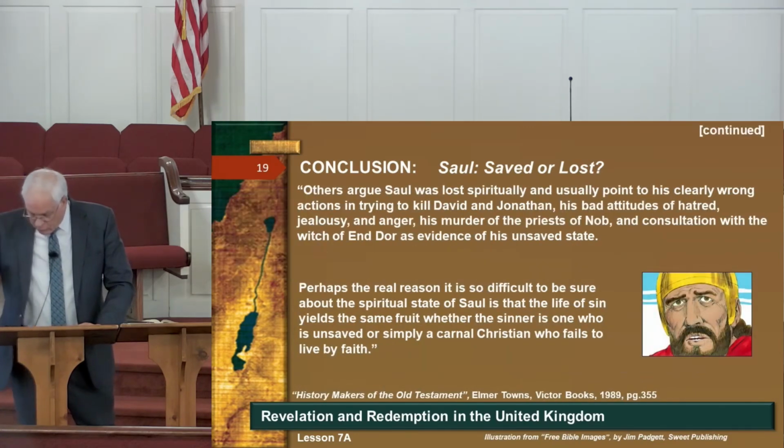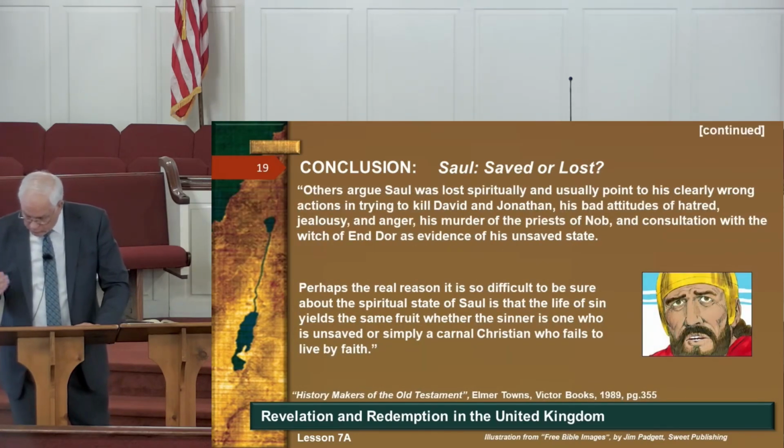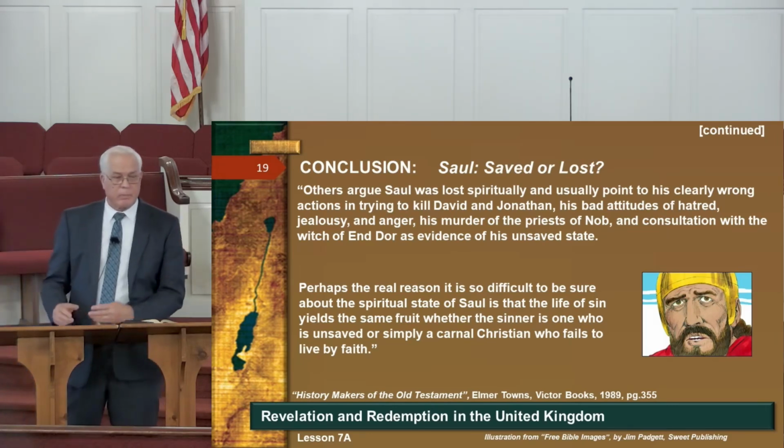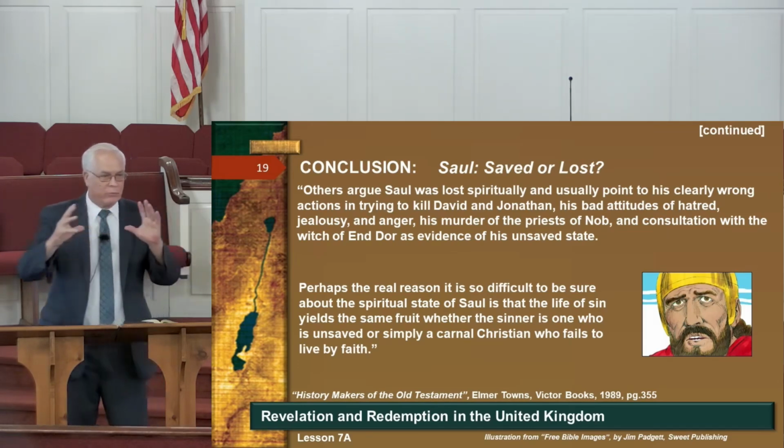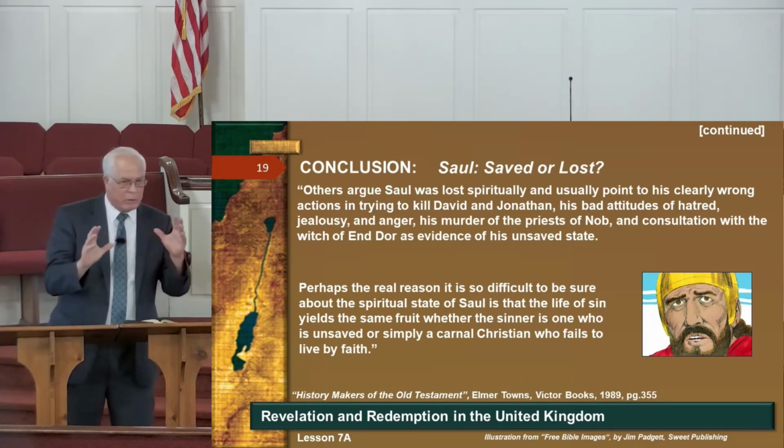The other side of the argument is that Saul was lost spiritually and usually points to his clearly wrong actions in trying to kill David and Jonathan, his bad attitudes of hatred, his jealousy, his anger, his murder of the priests of Nob, the consultation with the witch of Endor, as evidence of his unsaved state. Elmer Towns points out if he was saved or if he's lost, we don't know. And there are different angles of pointing at it.